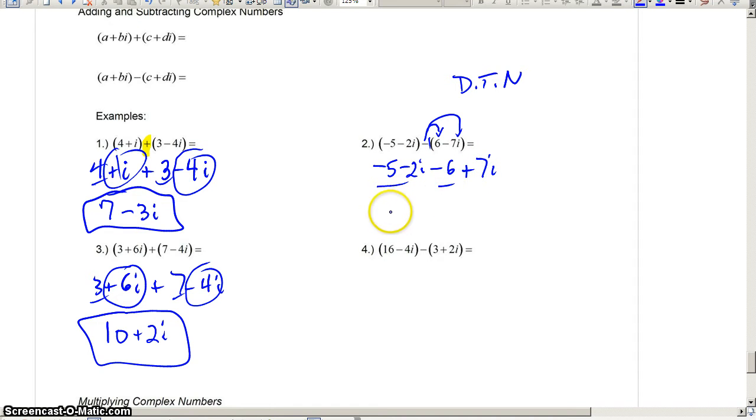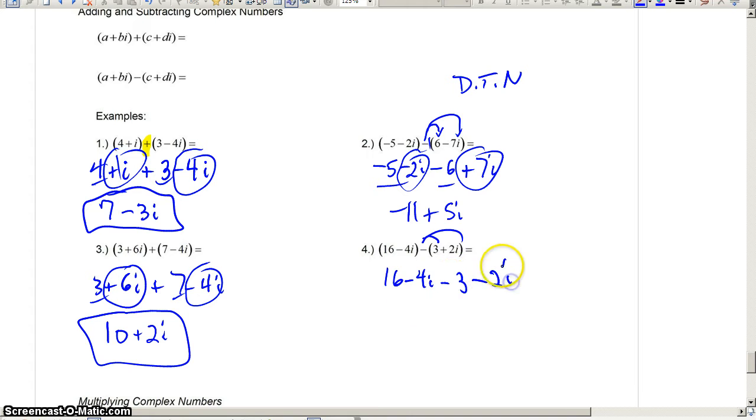Now add up your real terms. Negative 5 minus 6 is negative 11. Negative 2i plus 7i is a positive 5i. Very similarly, over for number 4, distribute this negative. You would get negative 3 minus a 2i. Again, add your real components. 16 minus 3 is 13. Negative 4i minus 2i is a minus 6i.